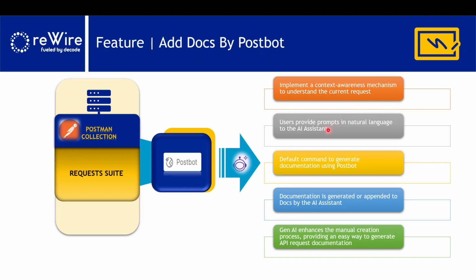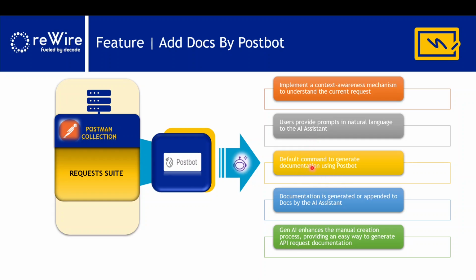So it's mandatory to open the request and then start the Postbot. The users provide prompts in natural language to the AI assistant. So you have to provide the prompt in natural language format. Like, hey, add docs, or modify docs or delete, and so on. But as of now, we are looking at add docs, where you mention statements like add the request information of this particular endpoint, or response information of this endpoint, or authentication of this particular endpoint. Like that, you need to put the prompt so that it will add.